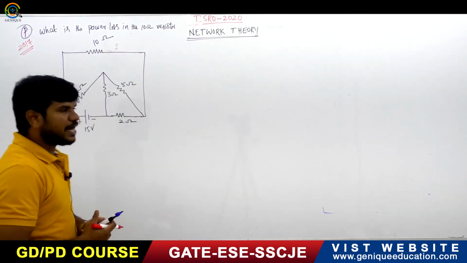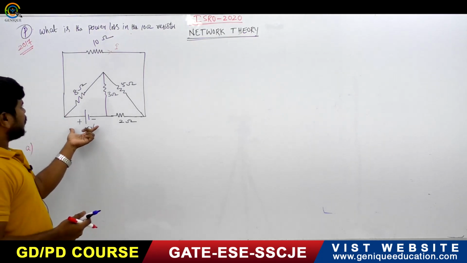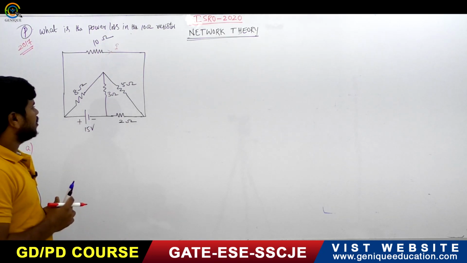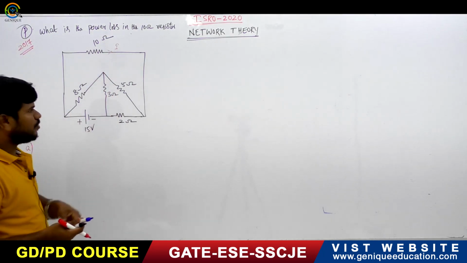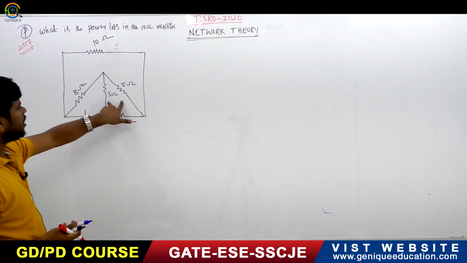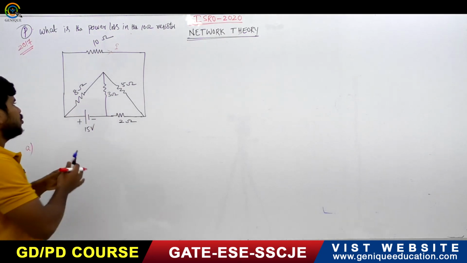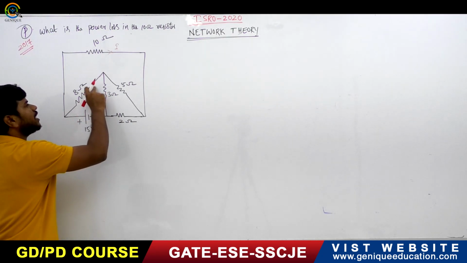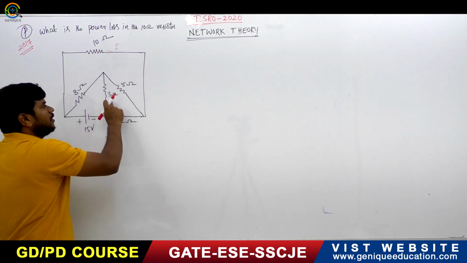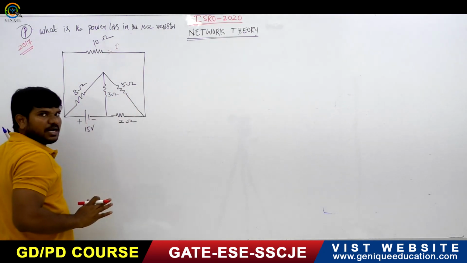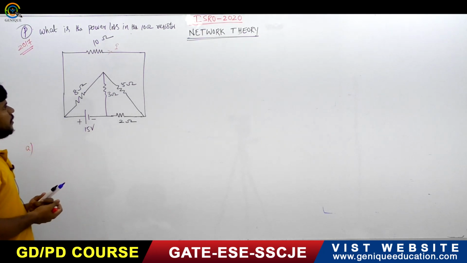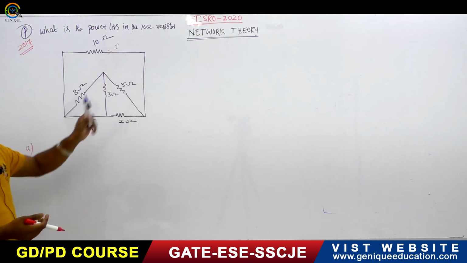So how can we simplify this kind of question? See, here one voltage source is given and one star network is given. These two are not at all parallel. You cannot do the star to delta conversion here because there is a voltage source here. So you can only convert this delta network into a star network.